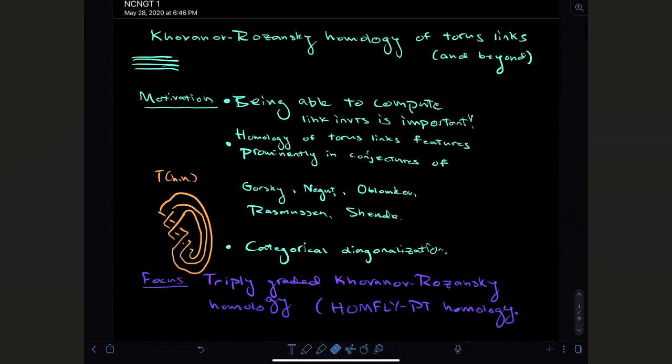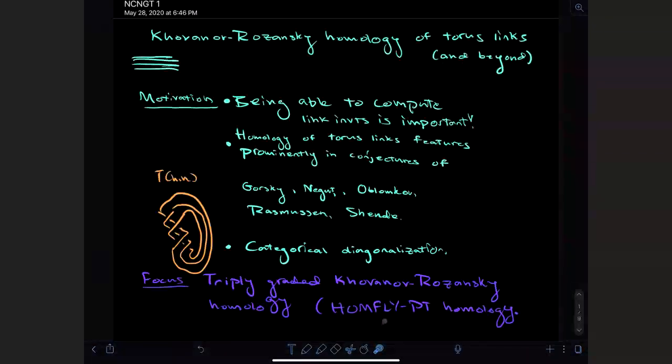But for various relatives of Khovanov homology, for example, what I'll focus on today is this triply graded version of the Khovanov-Rozansky homology. This is the version that categorifies the HOMFLY-PT polynomial. For this link homology theory, it doesn't really lend itself very well to computer computations, not at the moment anyway.